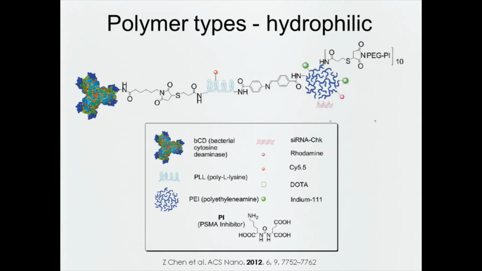So this is a recent example from the group of Sava Bourgeois at Hopkins, and I think this is probably the most complicated molecule I've ever seen, but it actually contains 3 different types of hydrophilic polymer. So this is polylysine, this is polyethylene imine, and this is polyethylene glycol. And it has, in fact, 2 different types of targeting ligand. It has 2 fluorophores, rhodamine and Cy5. There is indium-111 attached that gives SPECT contrast, and it is also complexed with siRNA against a therapeutic target.